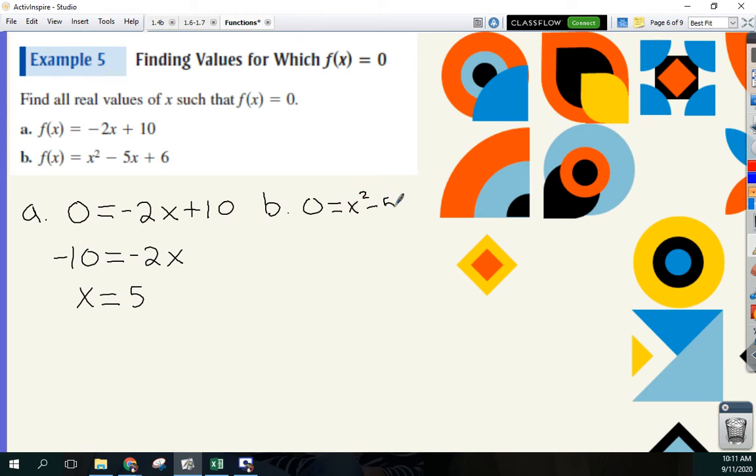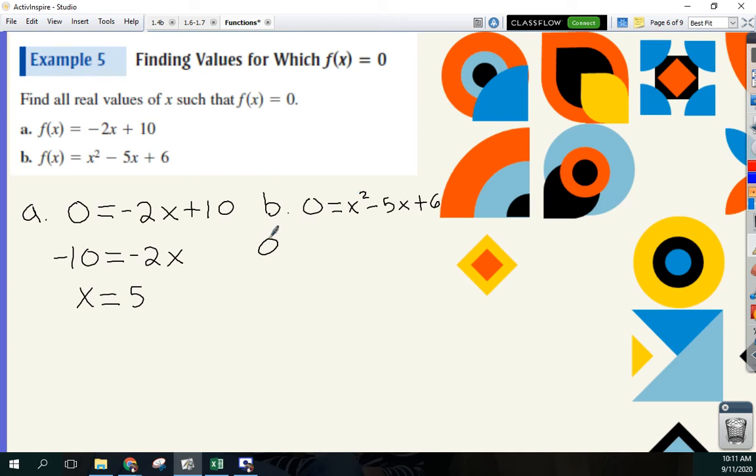However, we need to be a little bit careful. So notice that I now have a quadratic function, which means that I can't just start subtracting 6, divide by 5, because then I have this x squared, and we have two x's on that side, and we can't combine them.